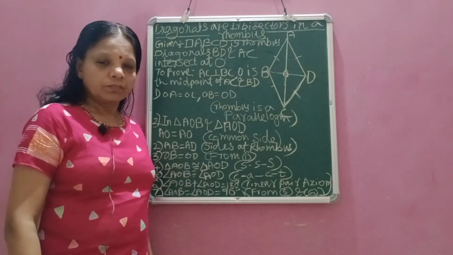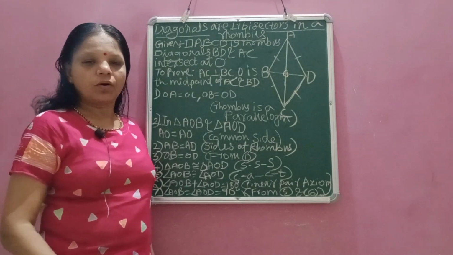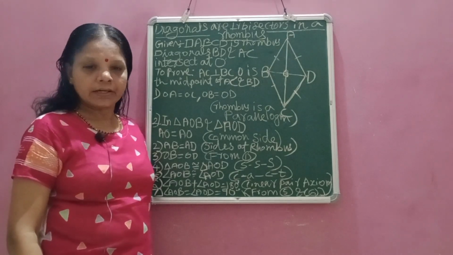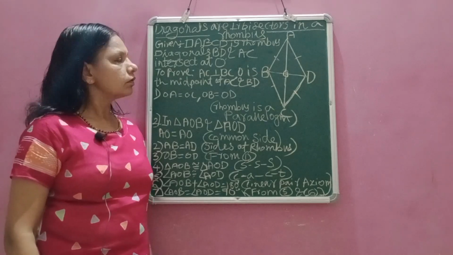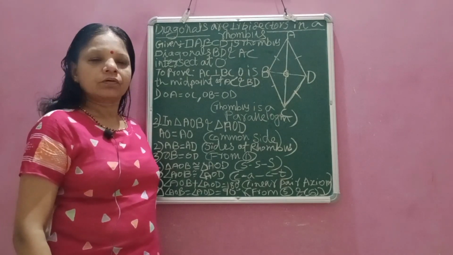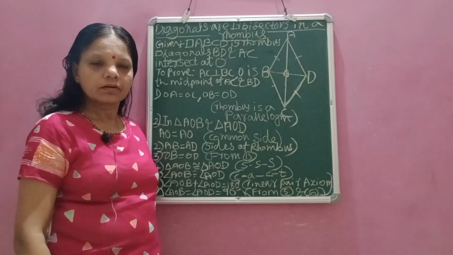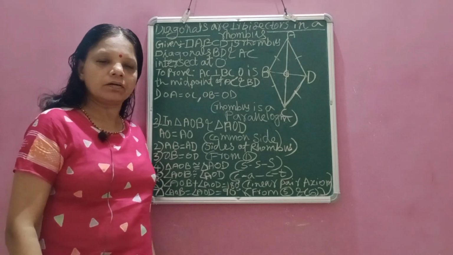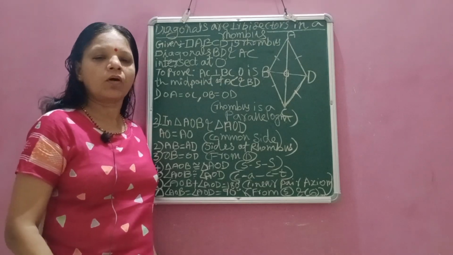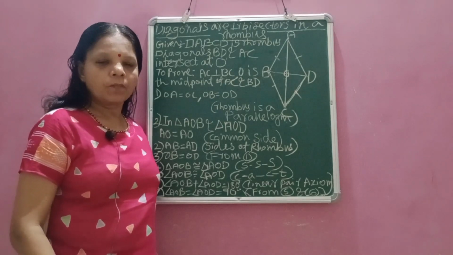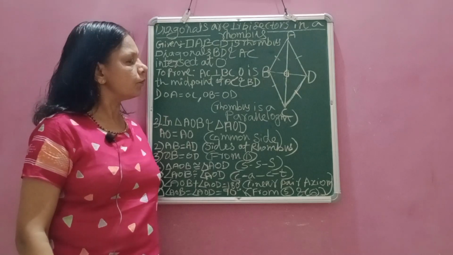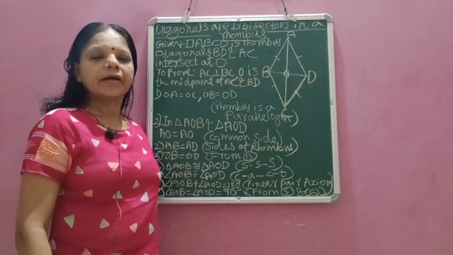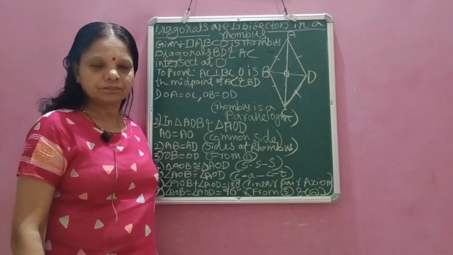Why? Because of the theorem, when opposite sides are congruent, the quadrilateral is a parallelogram. So remember that the rhombus is also a parallelogram. So all the properties of parallelogram are applicable for rhombus also. Opposite sides are congruent, opposite angles are congruent, and diagonals bisect each other.